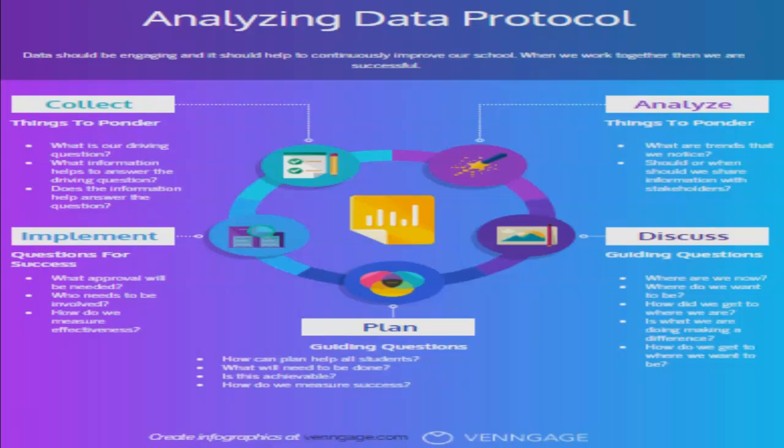So for my analyzing data protocol, I've broken it down into 5 different categories. First we collect, and we always keep in mind what is our driving question, what information helps us to answer the driving question, does the information help answer the questions? Then we have to analyze and discuss. This is usually in plan, which is usually done collaboratively. What I want my teachers to keep in mind are what are the trends that we notice? Should or when should we make aware the stakeholders of our information?